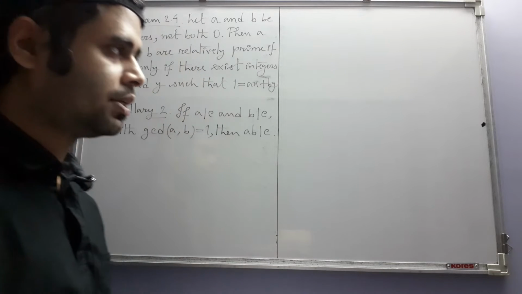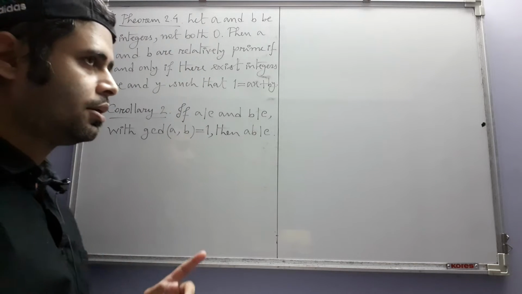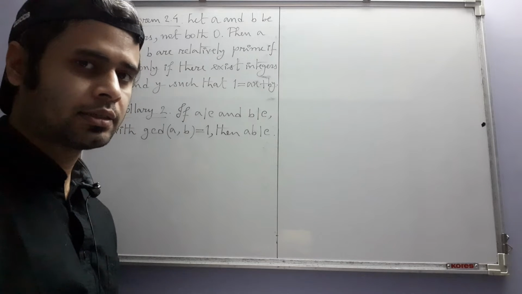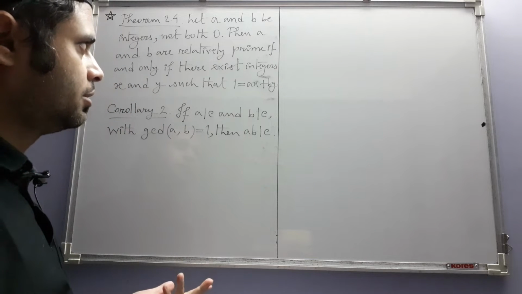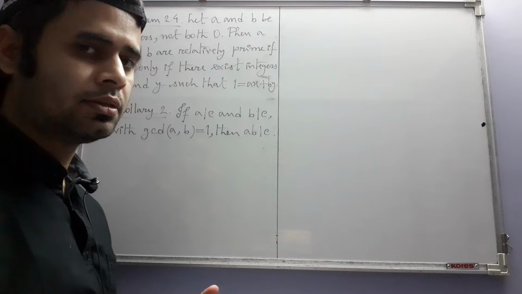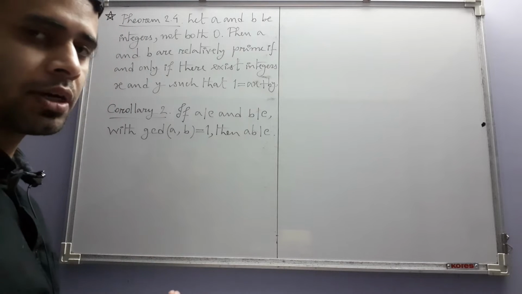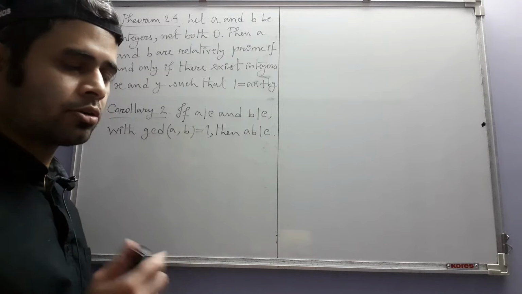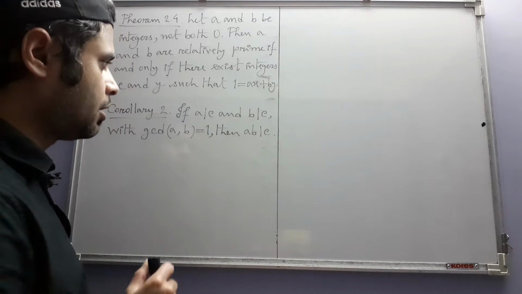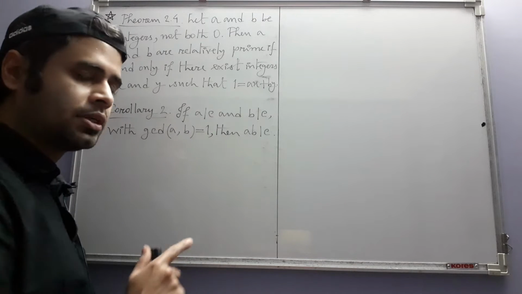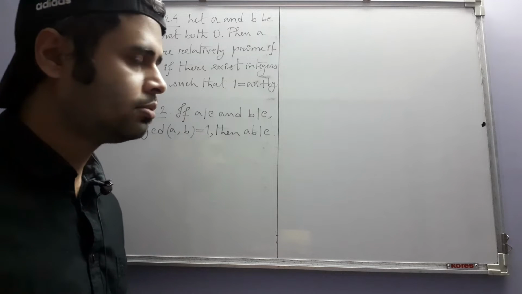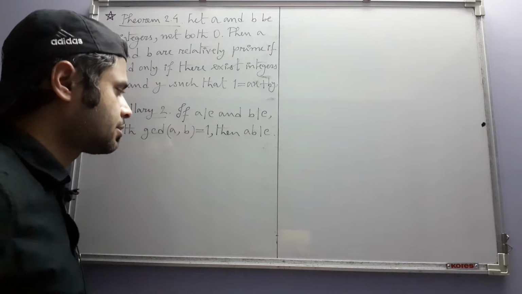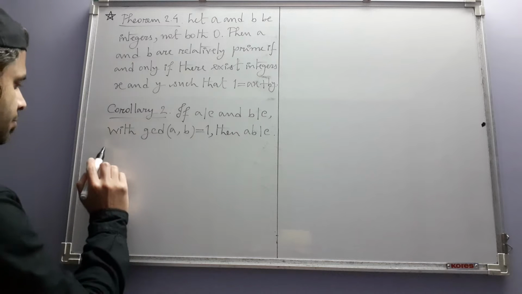In the previous video, we saw this theorem which gives us a necessary and sufficient condition for two integers a and b, at least one of which is non-zero, to be relatively prime. We saw corollary 1 to this theorem and we started proving corollary 2, but we were unable to finish it. So let's just do that now.